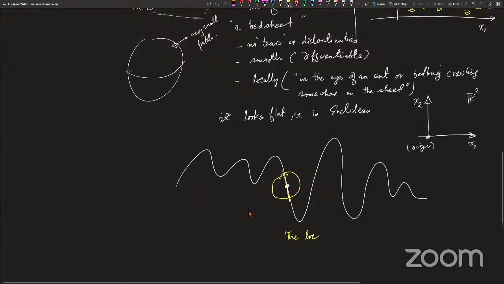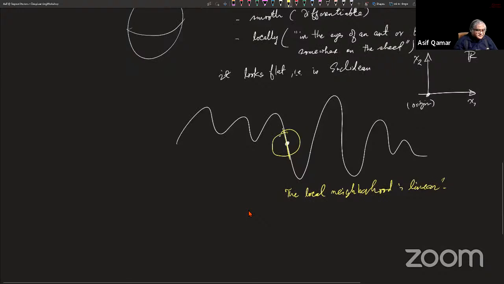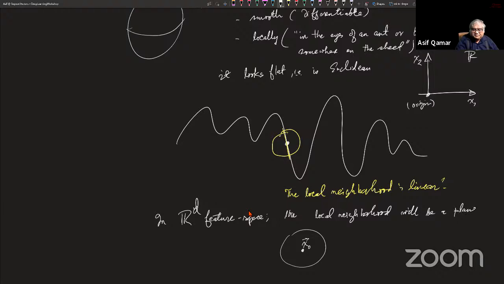The local neighborhood is linear, isn't it? Now, generalize it to higher dimensions. So if it is a surface in high dimensions, in Rn feature space or Rd feature space, d-dimensional feature space, the same thing happens. The local neighborhood of a point, let me take the point x naught, you create a local neighborhood of it, walk around it, it will be sort of like a tangent plane. It's a linear plane. A plane is by definition a linear surface. Would you agree? I'm just generalizing to this.